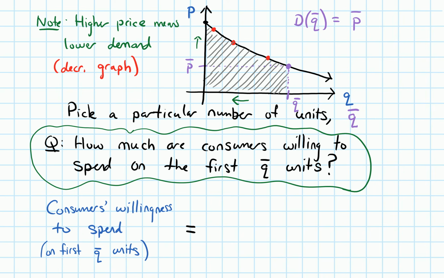Okay, so what measures that area for us? Well, it's going to be an integral from 0 to Q bar of, and my function is called d of q, my demand function, and the variable here is q, so it's dq for my integral. And graphically, this is the shaded area above.